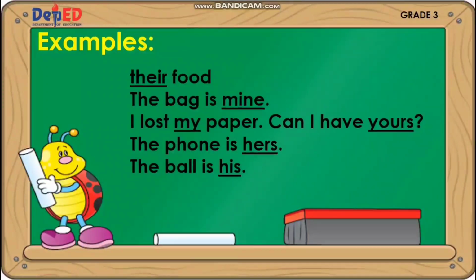Another set of examples: their food, the bag is mine, I lost my paper, can I have yours? The phone is hers, the ball is his. The underlined words in the following phrases and sentences are examples of possessive pronouns.